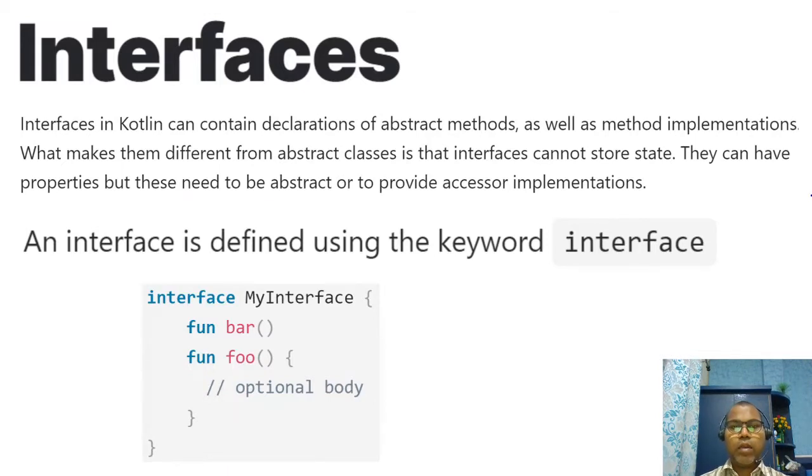Today I'm going to discuss interfaces. What are the ways we can define an interface in Kotlin, what are the use cases, and basically the syntax and some examples, so that you feel comfortable while using interfaces. So first, what is an interface?